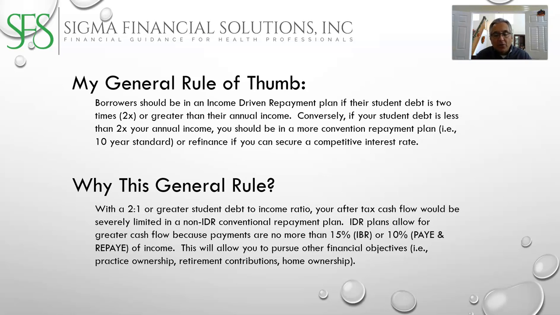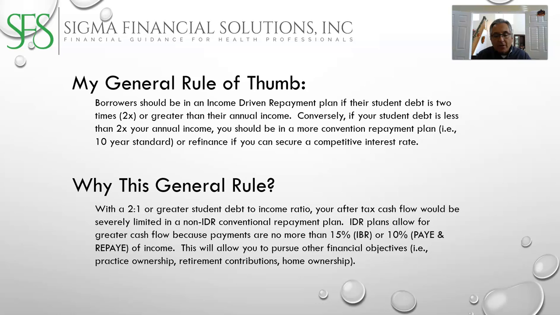But again, if your student debt to income ratio is closer to 1-to-1 or less, then you might consider refinancing in order to secure a lower interest rate. One of the nice benefits in this current environment in 2020 is that interest rates are historically low. So you can capture a historically low rate if your student debt to income ratio is closer to 1-to-1. But otherwise, if you're closer to 2-to-1 or greater, then you want to be in an income-driven repayment program.